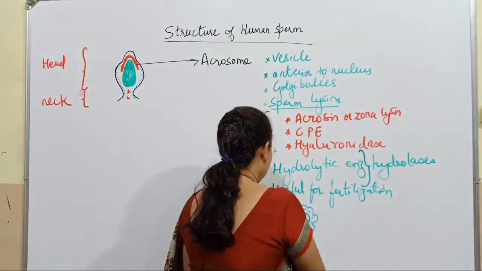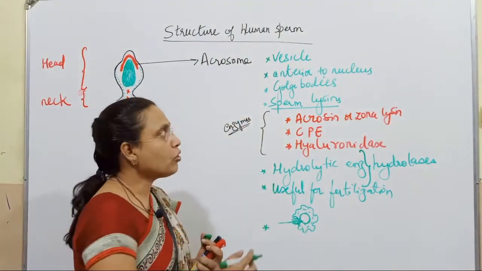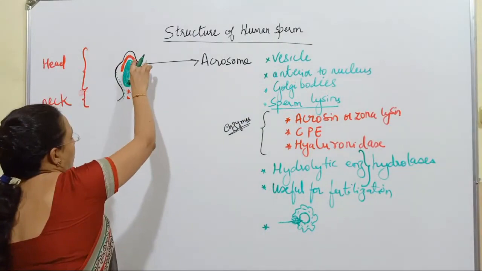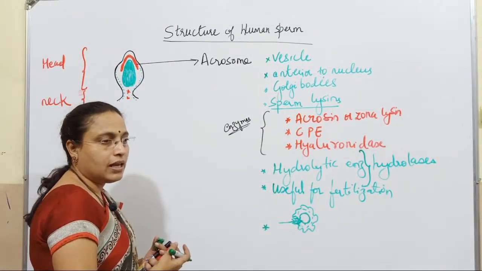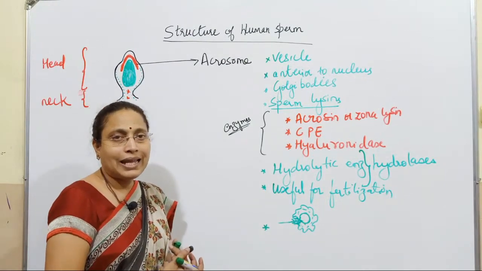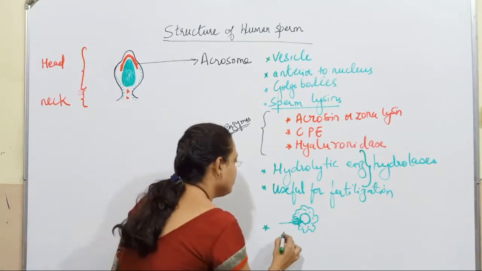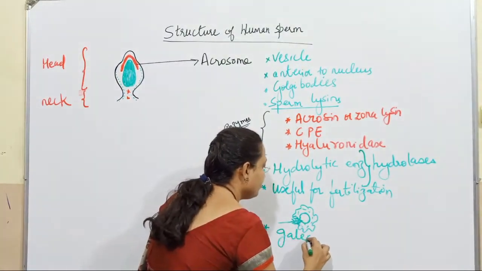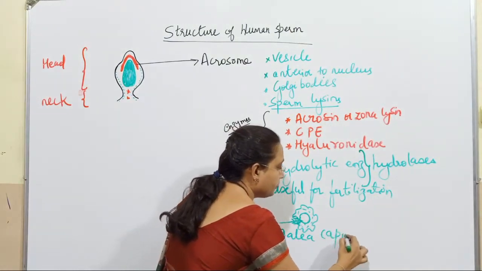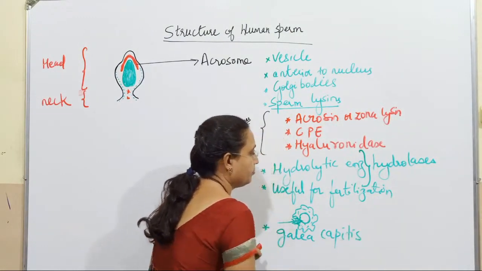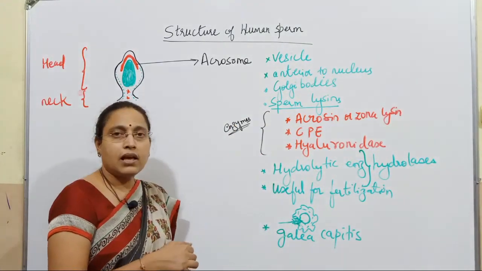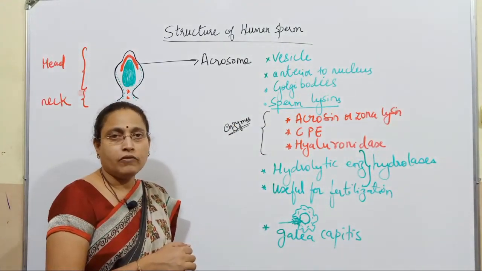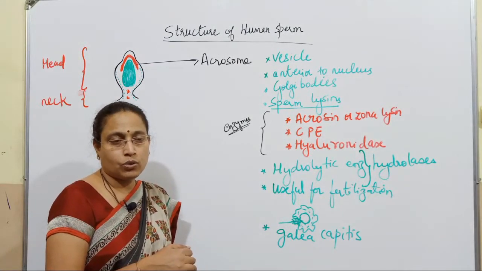Then acrosome, since it forms a cap-like structure in front of the nucleus, it is also called galea capitis. So these are some of the important points which you should know about acrosome.